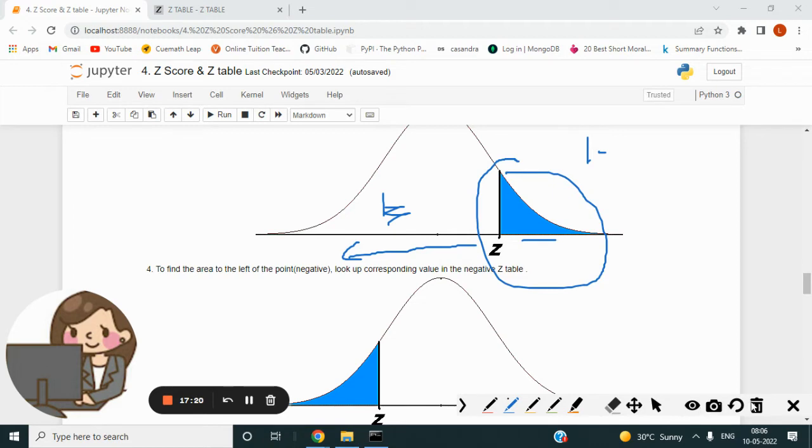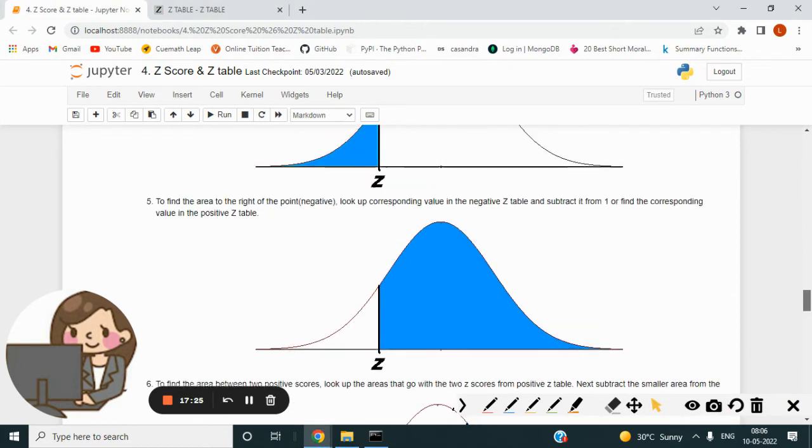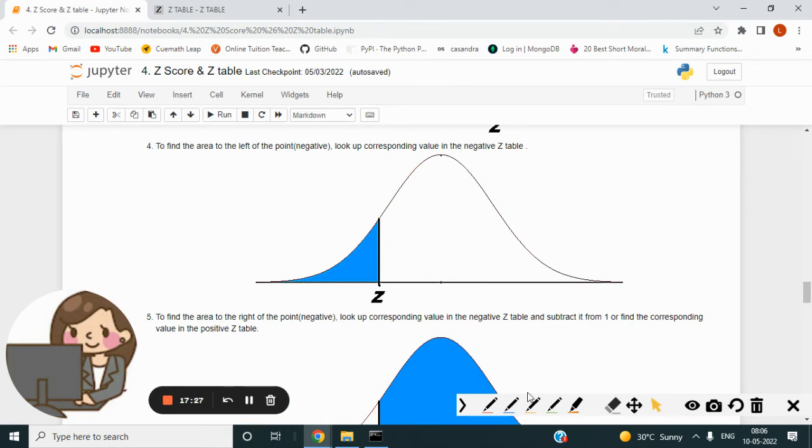Now how can you get this area? That is the area towards the left of this negative z. Since the z lying over here is to the left of the mean, it will be negative. So you will have to look into the negative z table, and you will get the area towards the left of that z. The only difference is that you have to look into the negative z table.